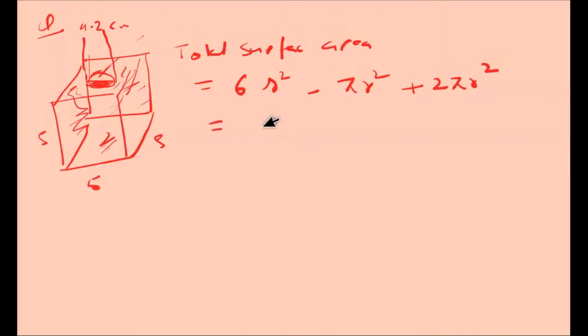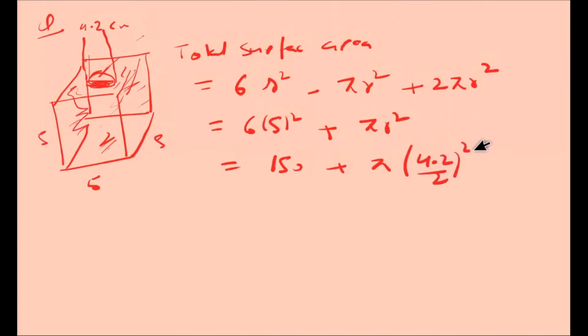So you can see here 6 into 5 square minus pi r square, plus 2 pi r square, so the total is plus pi r square. So you can calculate it: 150 plus pi into, now the radius, the diameter 4.2 is given here, so 4.2 upon 2 square, that is the diameter upon 2.